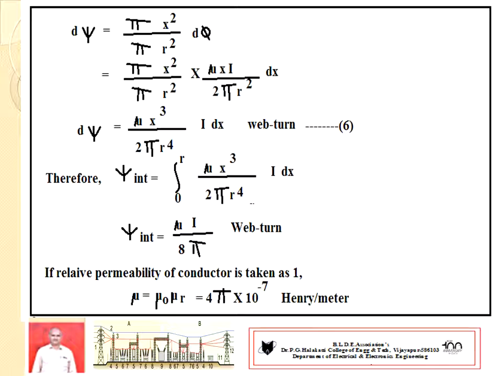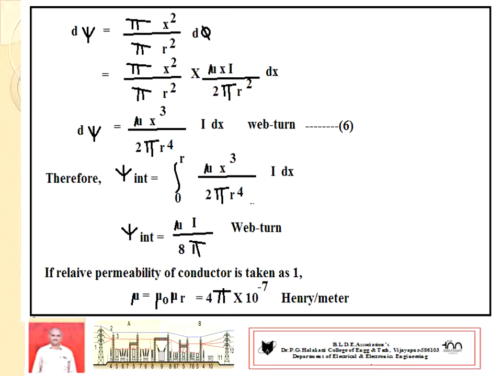This flux linkage varies from 0 to r, because r is the radius. Therefore the total flux linkage of internal effect is the integration from 0 to r, as dψ varies. So you have to integrate from 0 to r. Totally I am getting the internal flux linkage equal to μI divided by 8π Weber turns. It gives the total flux linkage.